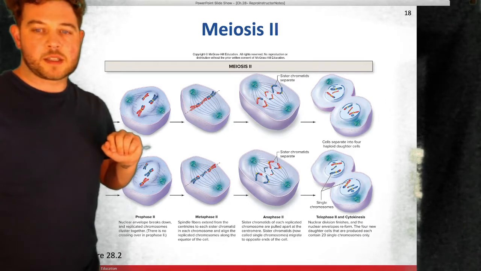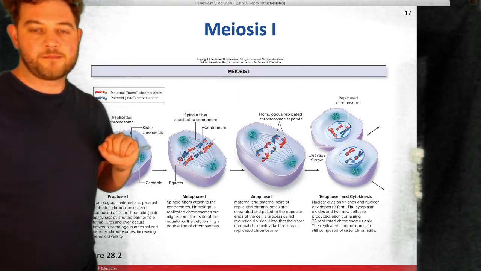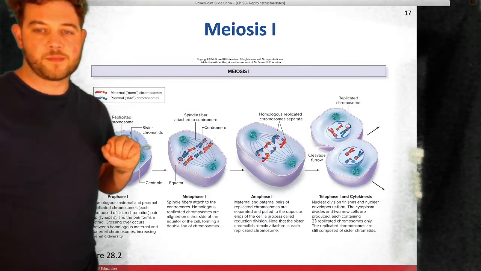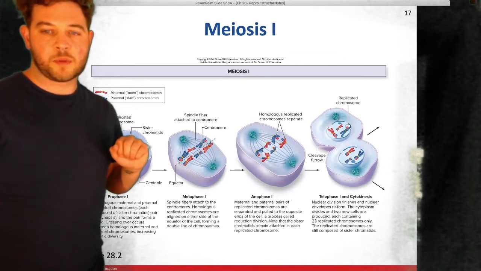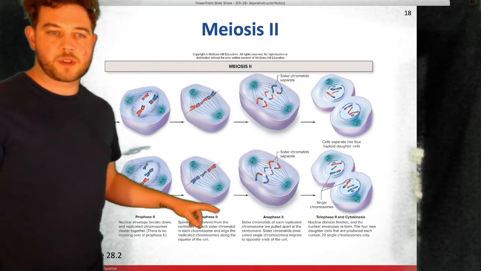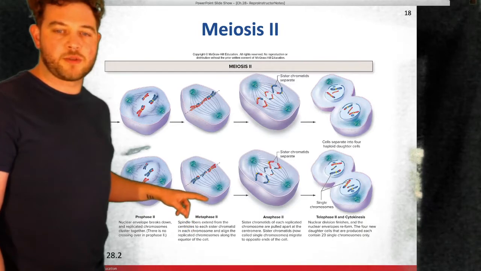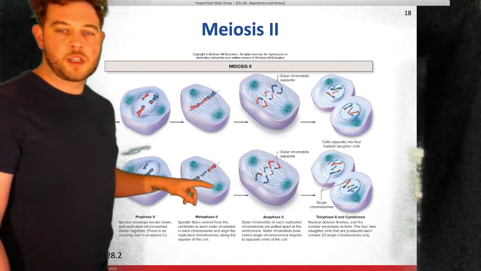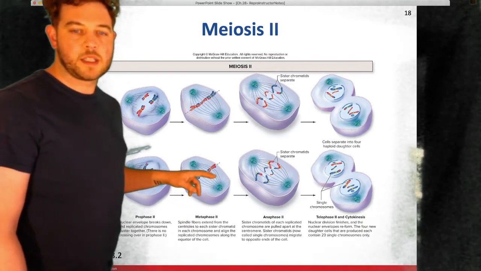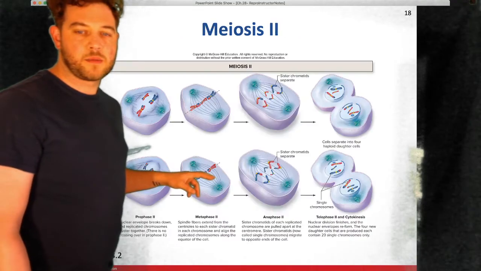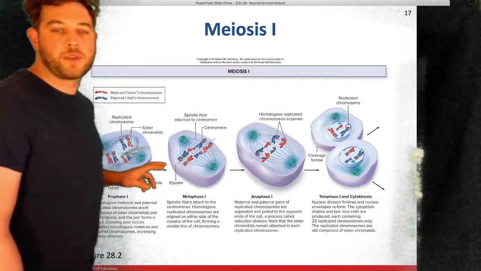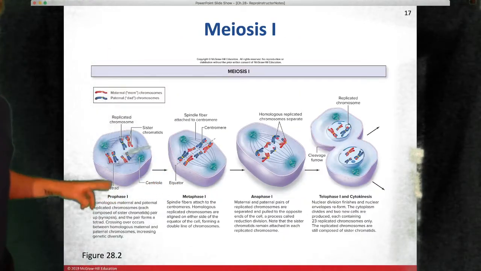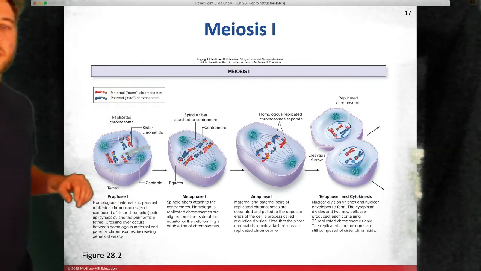Why did I miss it? I'm trying to remember, because it should be that in metaphase 2 is when crossing over occurs, but okay, I'm sorry, prophase 1. Yes, crossing over starts to occur in prophase 1.